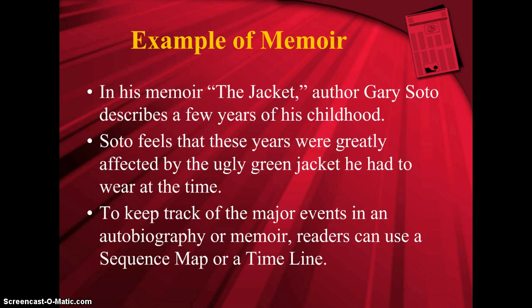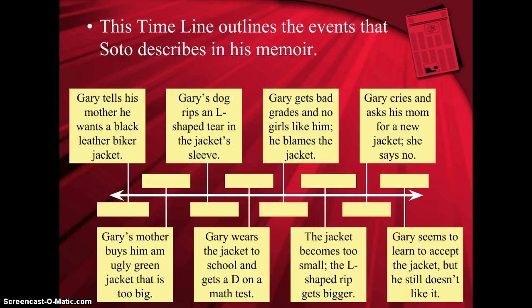An example of a memoir is going to be The Story of the Jacket by Gary Soto, and it describes just a few short years of his childhood. And he feels like these years were affected by this ugly green jacket that he had to wear at the time. In the memoir example, we're going to keep track of the major events on a timeline, so that way we can see how things kind of add on. So, the timeline that outlines the events.